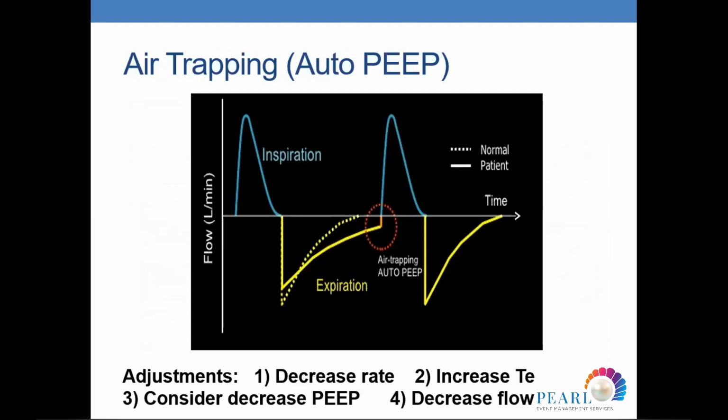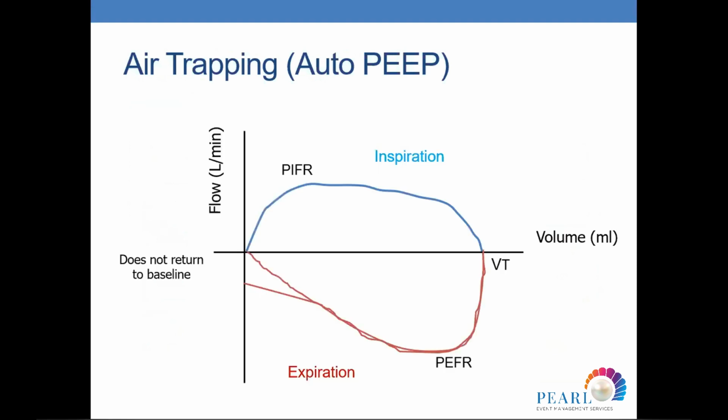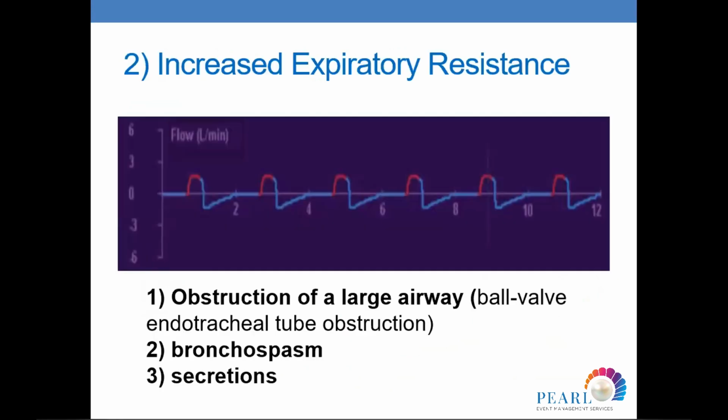So here, the air trapping. When the expiratory flow is not reaching zero, what will happen? There will be air trapping, and the air trapping will cause a sort of auto-PEEP. So the best way to adjust it is either to reduce the rate, increase the I-time, or consider decreasing the PEEP. Again, here is how it looks in the loops.